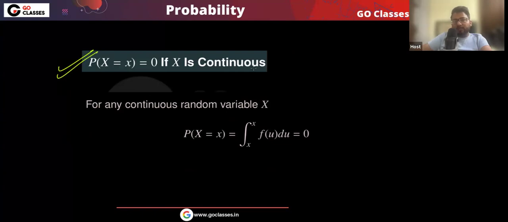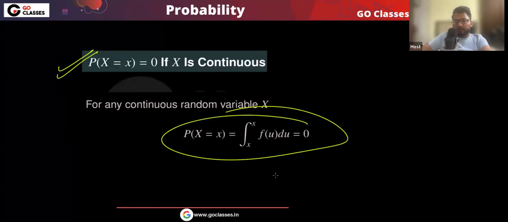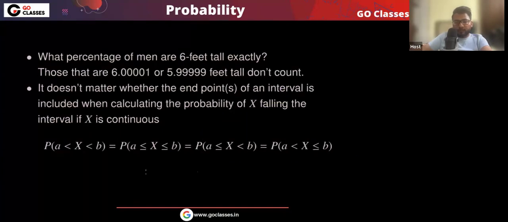See, if x is continuous, then the point probability P of x is 0, right? If this is continuous, then the point probability is 0. Since the point probability is 0, whether you apply the equal to or you don't apply the equal to doesn't matter, right? We have already seen this. So what percentage of men are 6 feet tall exactly? This is actually 0. So those that are 6.0001 or 5.0 doesn't count. So basically the point probabilities are actually 0 in the case of continuous.